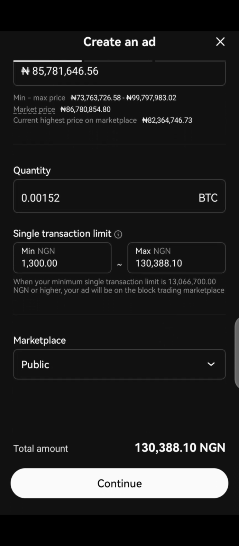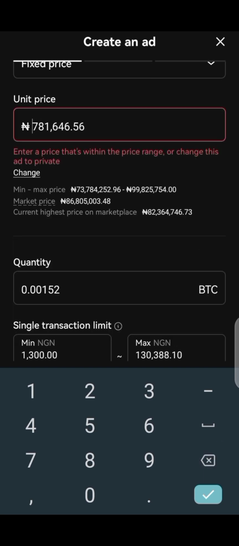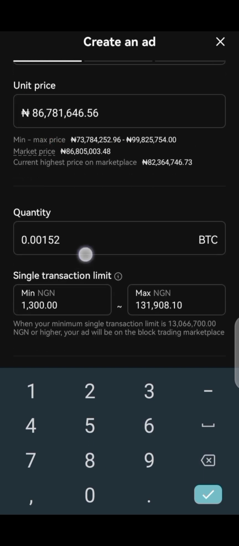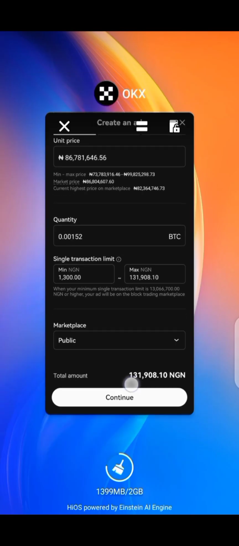You can see we spent 124,888 naira. So you will have 130,388 naira. If you don't want to lower your price here, because I actually lowered the price so that I will be on top, you can set it back at that 86. With the 86, this is what you have: 131,900 naira. So that is just it. Let's go to our calculator and see how much we have actually earned.